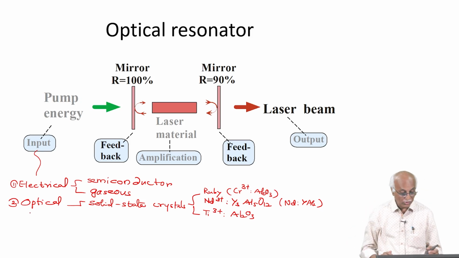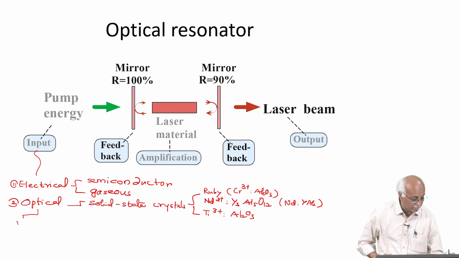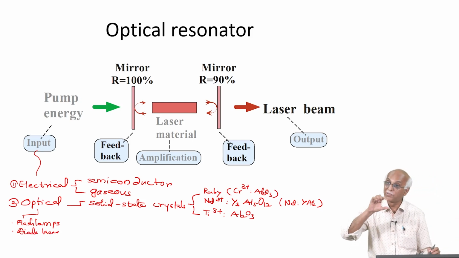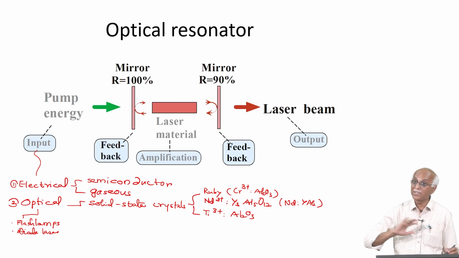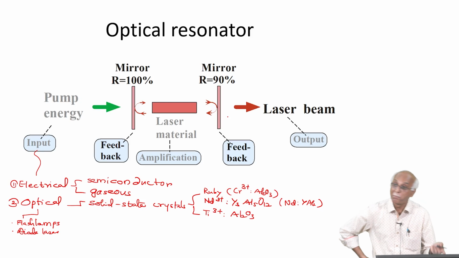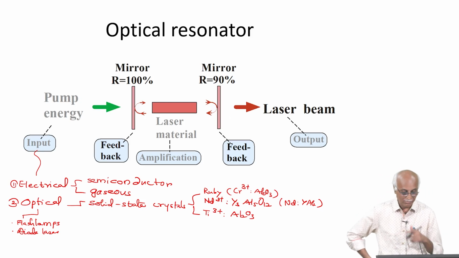So, optical input is sometimes either using a flash lamp or using diode lasers itself. They are tuned to a particular wavelength matching with the absorption band of the optical crystal, which efficiently pumps it, diode laser based pumping. So, the pump will be optical in nature, but diode laser output is used to pump another laser medium, the lasing medium. So, that is optical pumping.